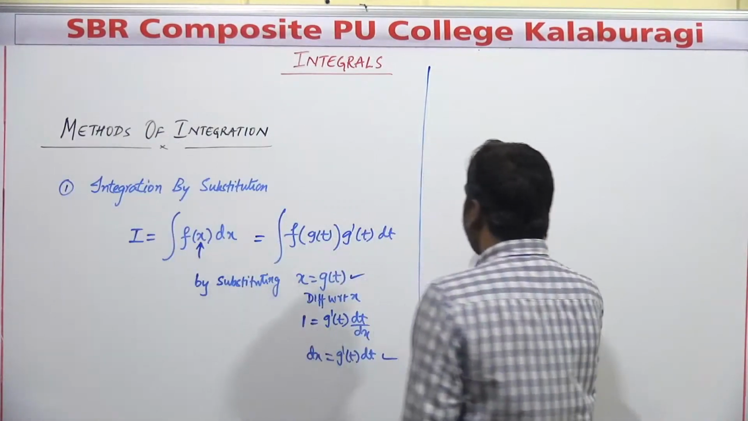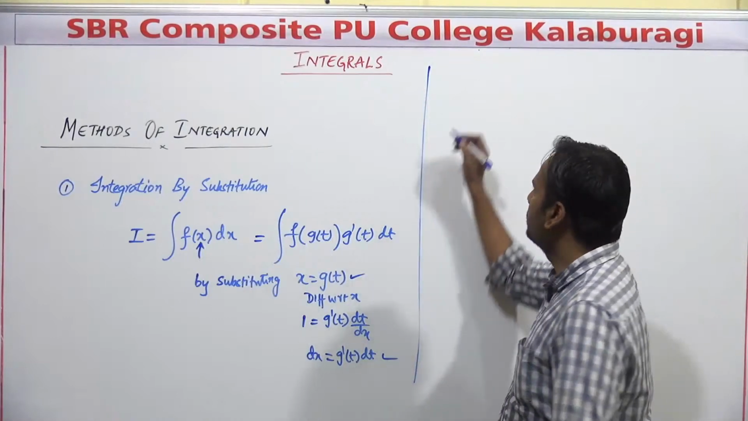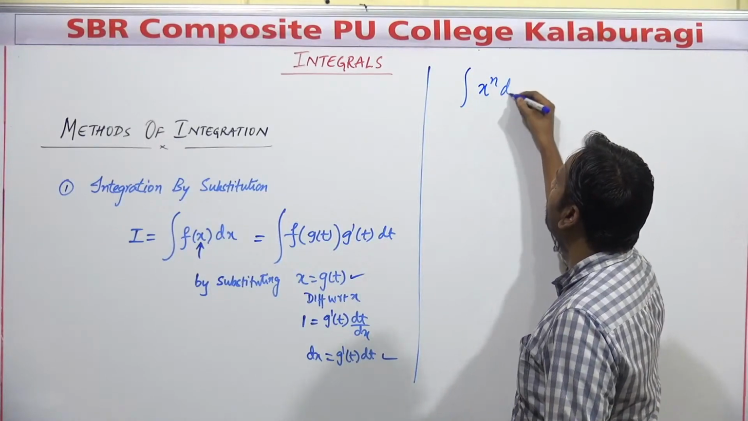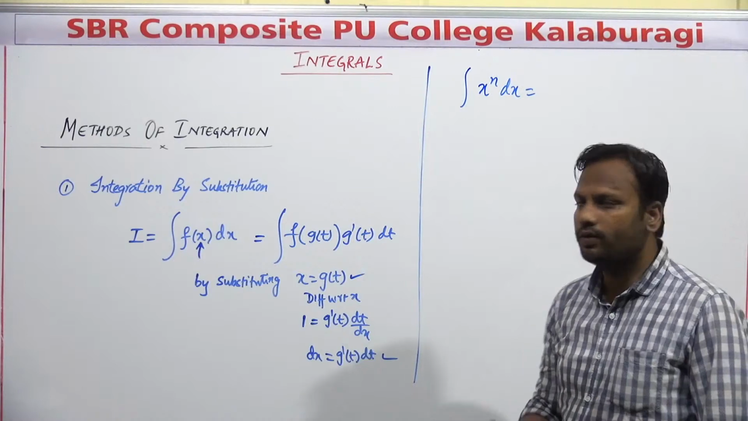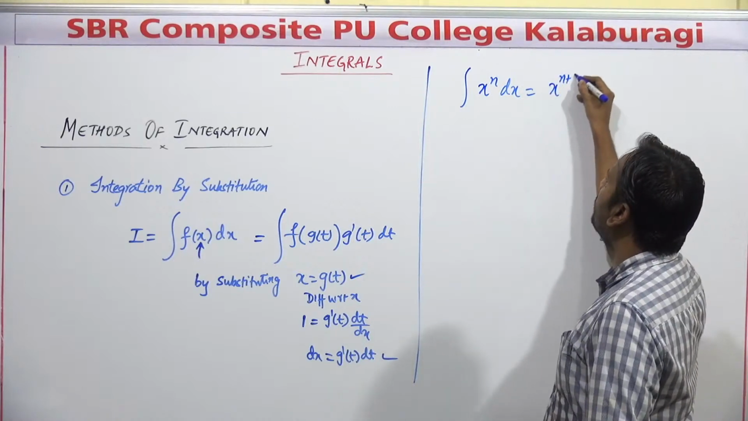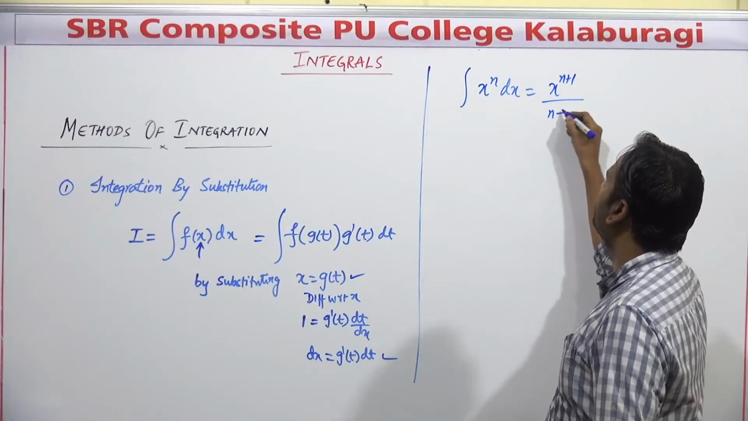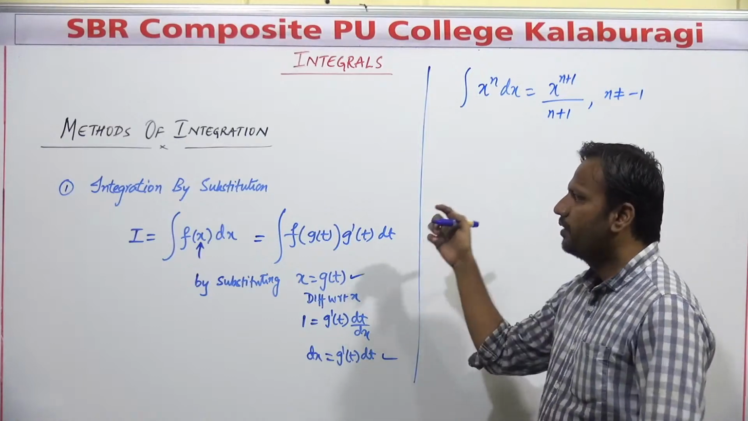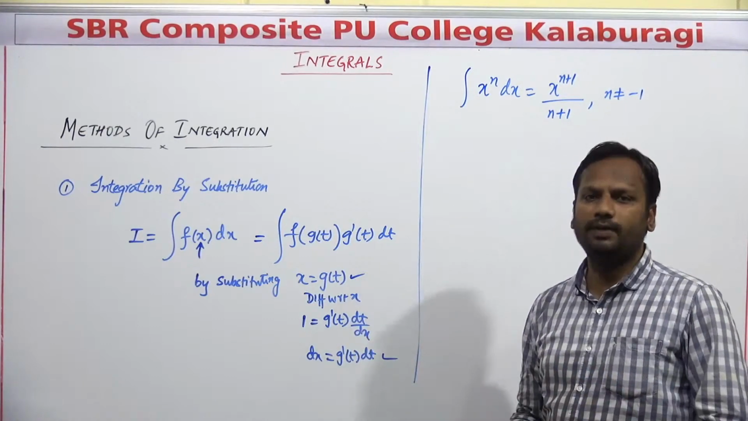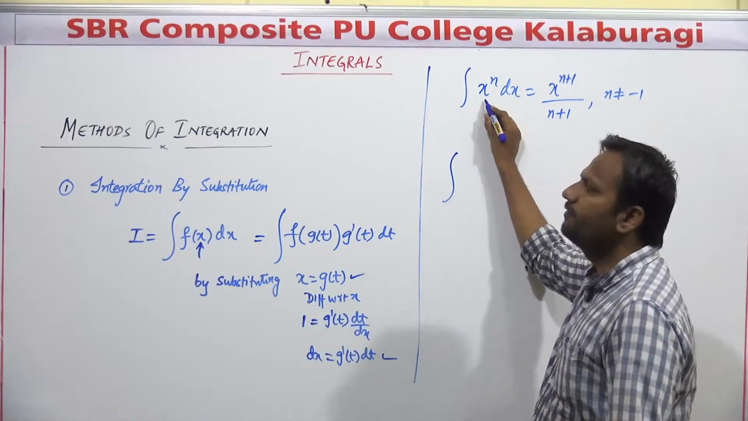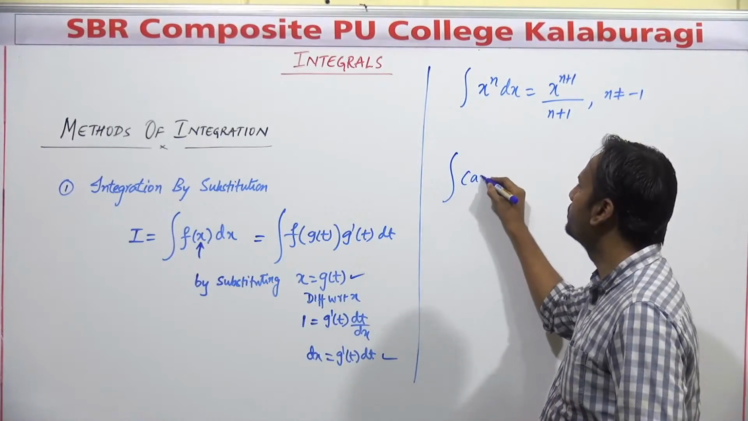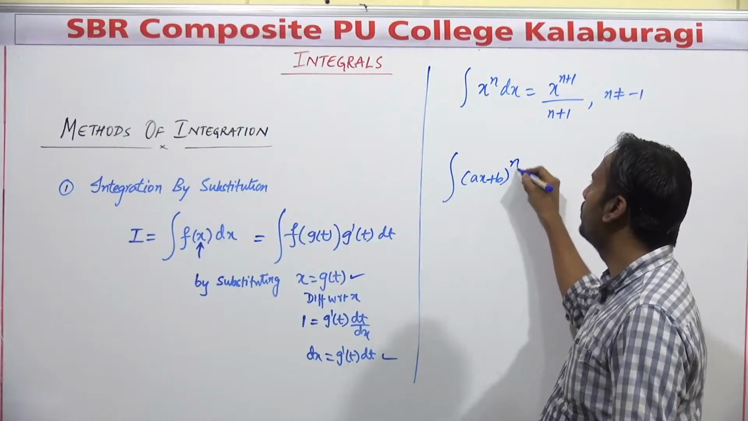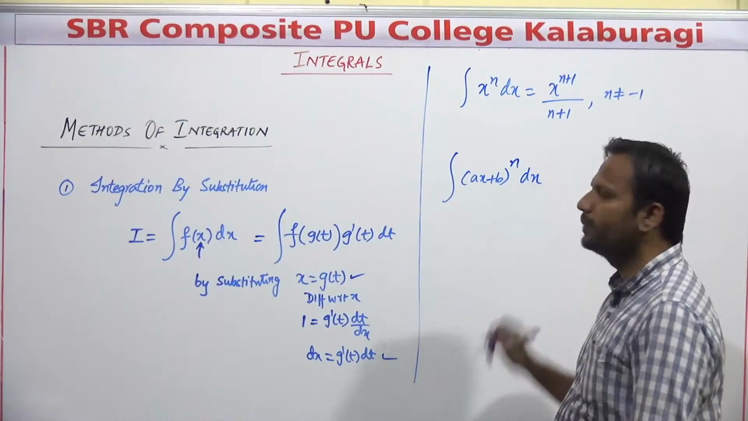Now students, in yesterday's class, we know what the x raised to n formula is. What is the integral of x raised to n? What we concluded there: x raised to n plus 1 by n plus 1, where n should not be minus 1. Yes or no? Now you see, by the substitution method we obtain one more formula. How? Instead of x, suppose we have the linear expression (ax plus b) whole raised to n with respect to x.